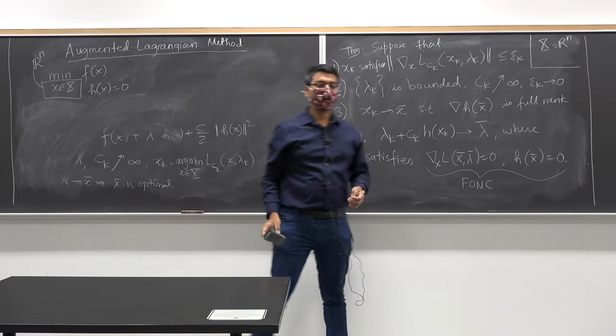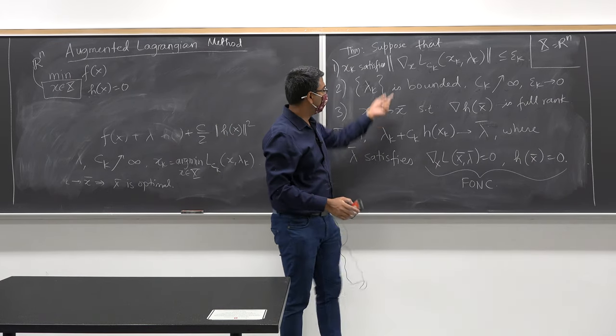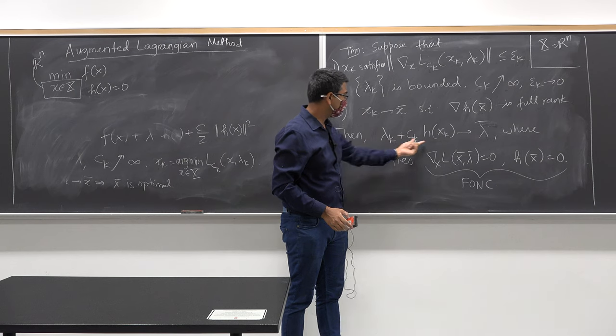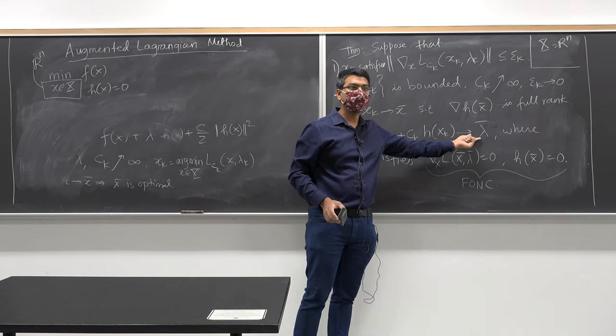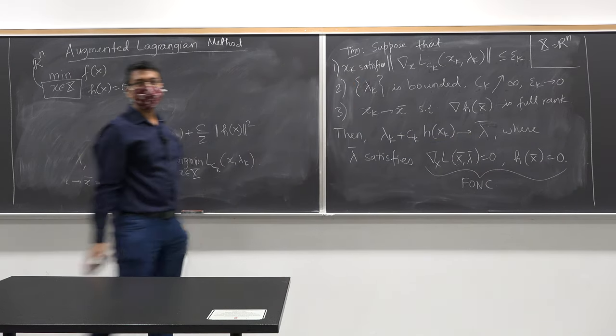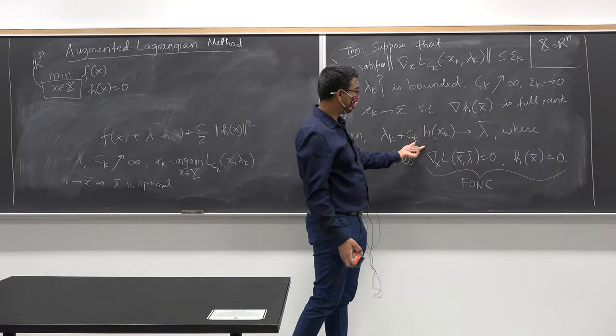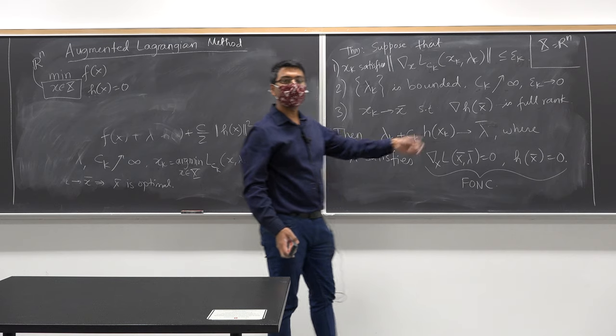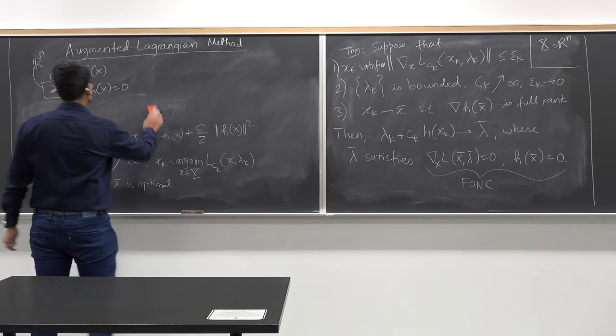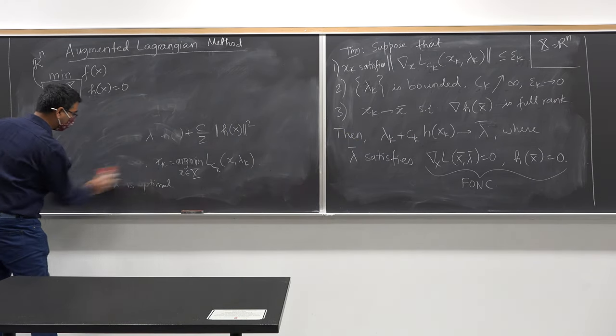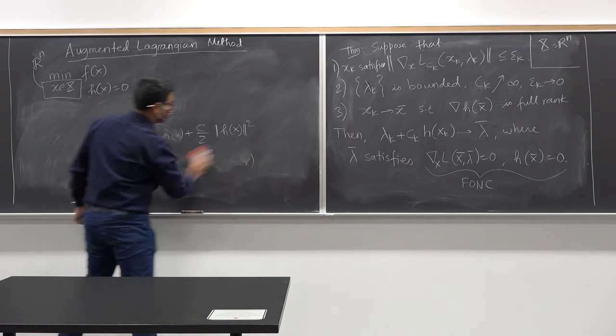Perfect. So it seems to me, by looking at this theorem, that this thing converges to something that is very interesting. So why don't we try that? I know that this is converging to something interesting, so let's just take it to be the way to update lambda k. And that particular algorithm is known as the method of multipliers.